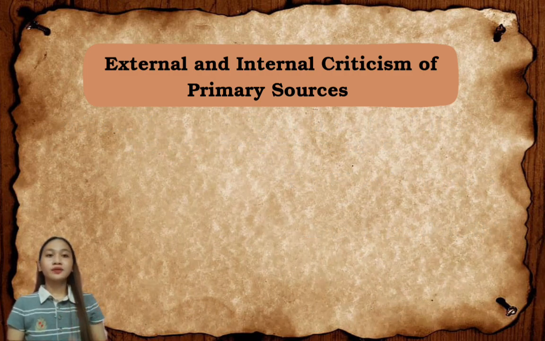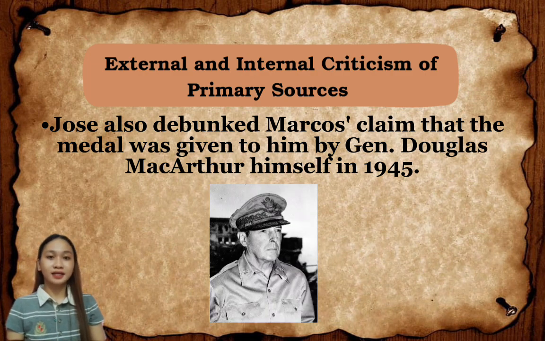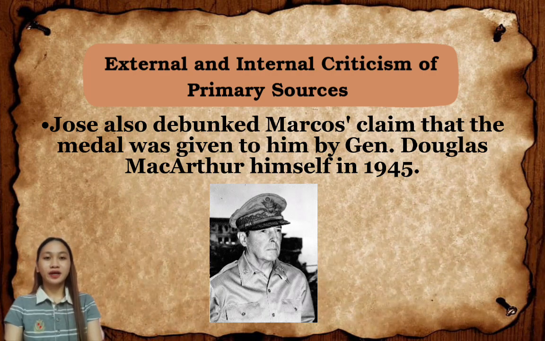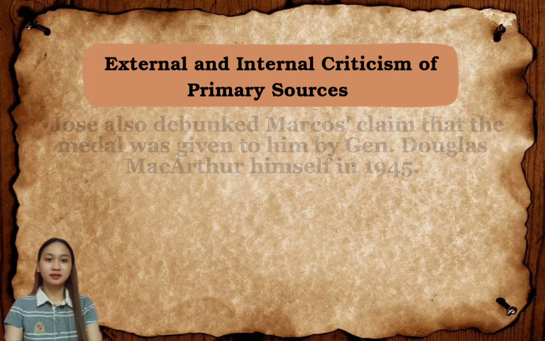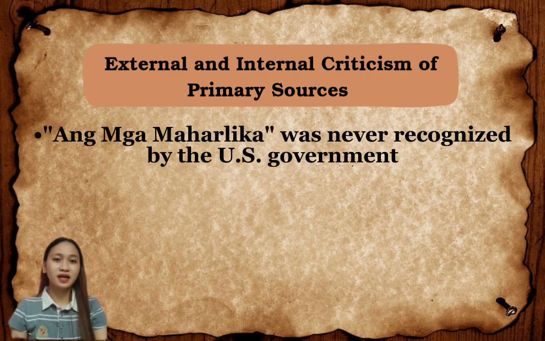Apart from this apparent implausibility, Jose also debunked Marcos' claim that the medal was given to him by General Douglas MacArthur himself in 1945. Jose scoured through the archives of the MacArthur Memorial in Virginia and found no mention of MacArthur pinning Marcos the Distinguished Service Cross. Aside from this, the alleged guerrilla unit led by Marcos, ang Mga Maharlika, was never recognized by the U.S. government, as shown in its military record.